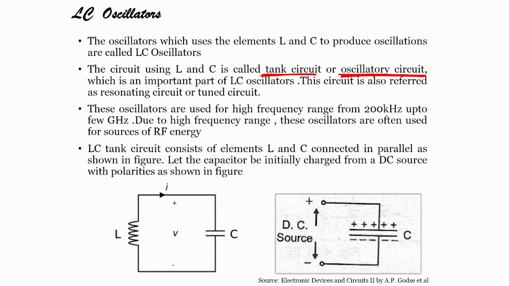This circuit is also referred to as a resonance circuit or tuned circuit. That is why LC oscillators are also called tuned oscillators, tank oscillators. The feedback circuit is an LC circuit. These oscillators are used at higher frequency from 200 kilohertz up to a few gigahertz. Due to the high frequency range, these oscillators are often used as sources of radio frequency energy.